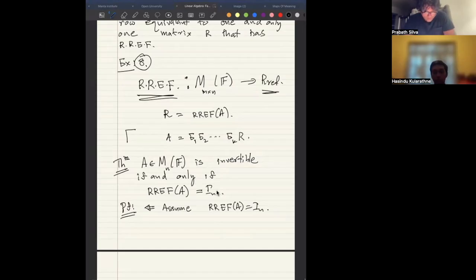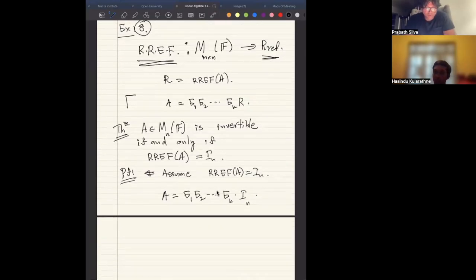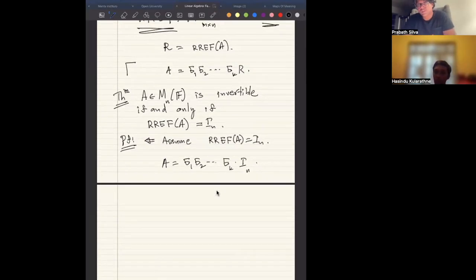If the reduced row echelon form of A is the identity, then you can write A as E1, E2, dot dot, Ek times the reduced row echelon form of the matrix A, which in this case is the identity. Now this matrix is invertible. We have shown this earlier too, because the product on the right-hand side is an element in the group G, and we have shown that it's a group.